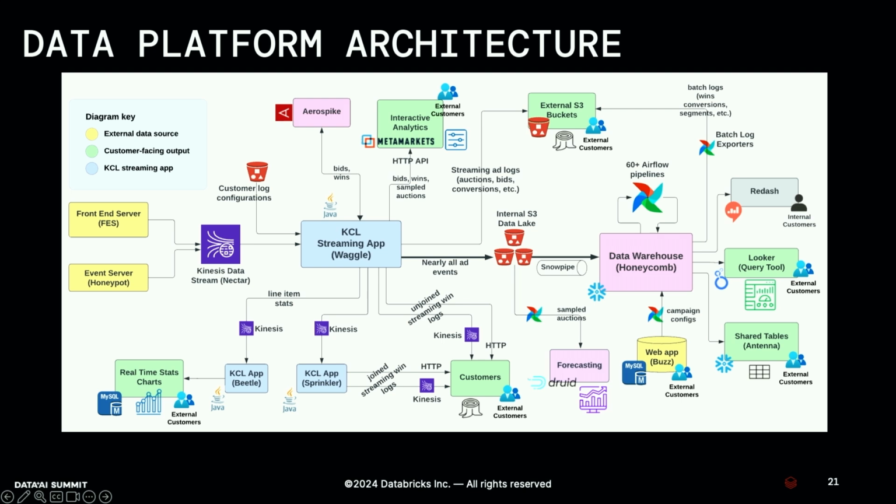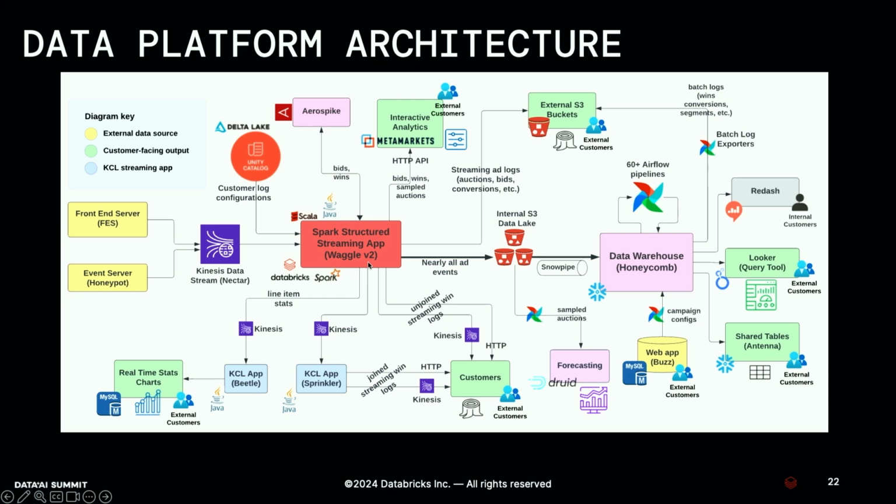Let's go back to the architecture diagram for a second to show you exactly what changed in the new architecture. As we said, we have Waggle as a Java KCL streaming application in the big blue box in the center. After the migration, we swapped out Waggle with the creatively named Waggle v2 that now uses Spark Structured Streaming instead of the Kinesis client library and runs on a Databricks job compute cluster instead of an EC2 cluster partially managed by an external service. The new Waggle v2 is currently using a Databricks Classic setup, meaning clusters run in our own AWS account.